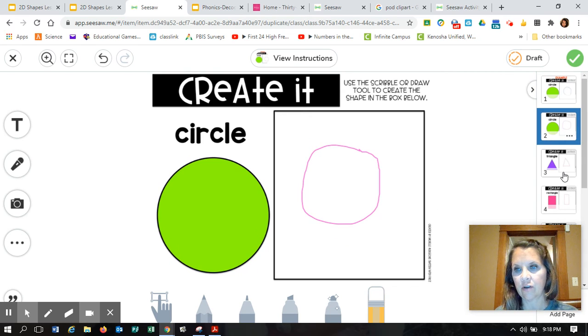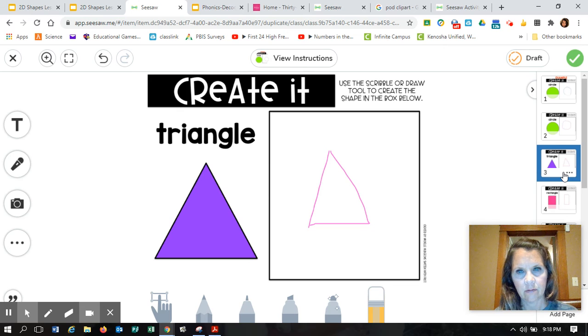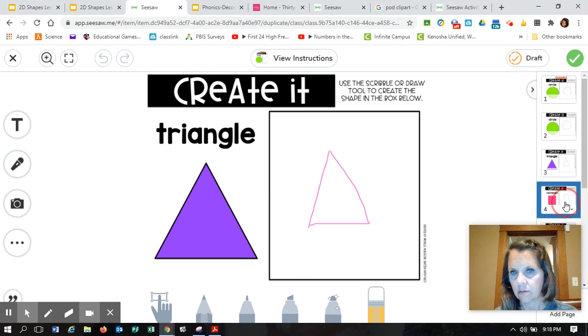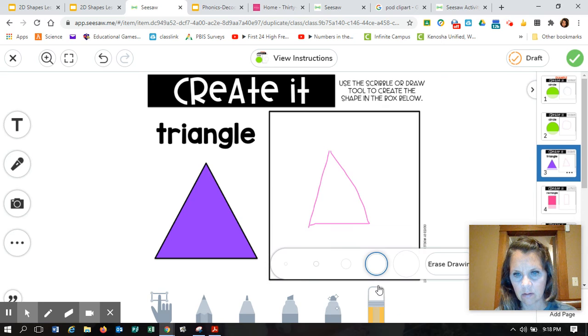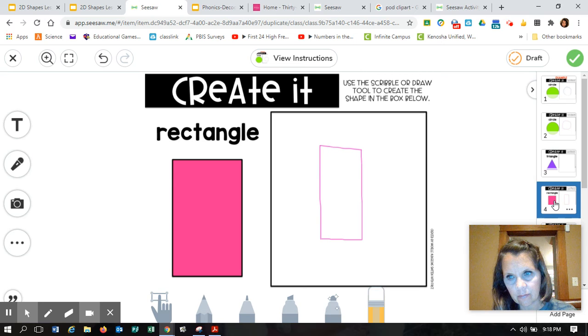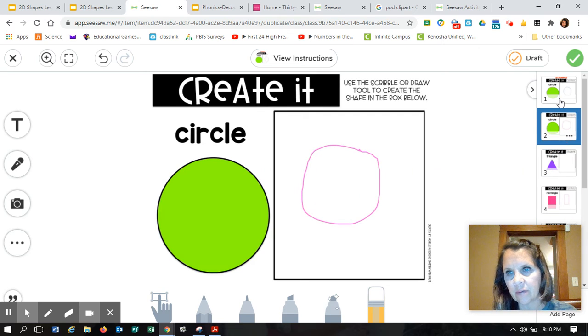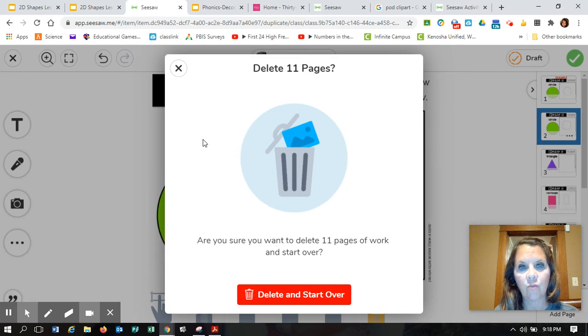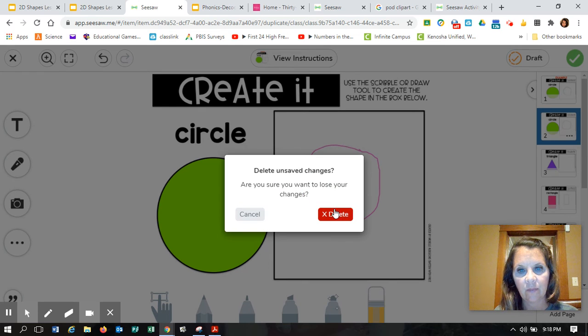So you're going to do the circle. I'm trying to figure out why these are all so weird. Huh. All right, when you go in, they'll all be erased. I don't know why these are all done already, but I'll erase them, and they'll be all set for you. But you're going to go ahead and use your drawing tool to create each of those shapes. When you're done, you're going to click the check and send it off to me. Okay, so that's one of your assignments that you will be doing.